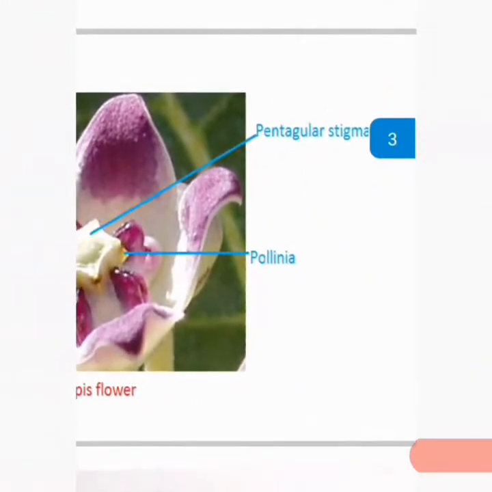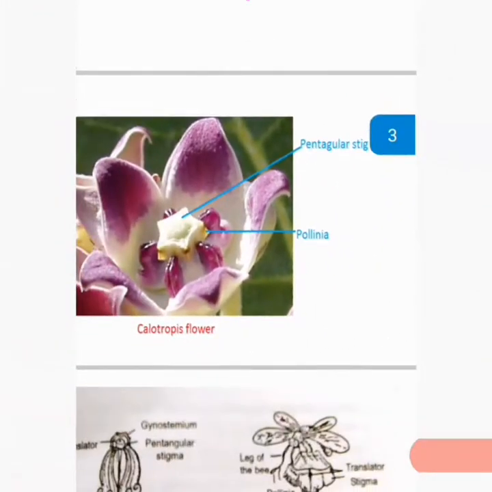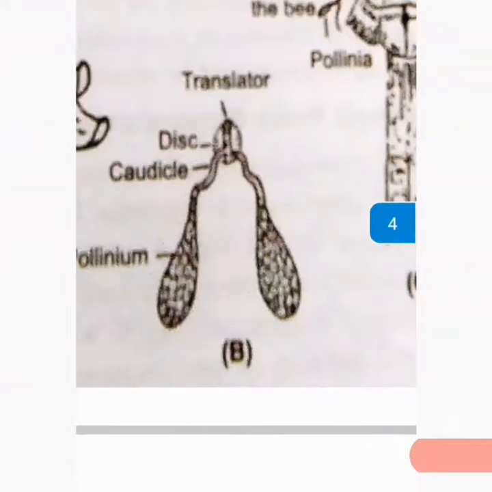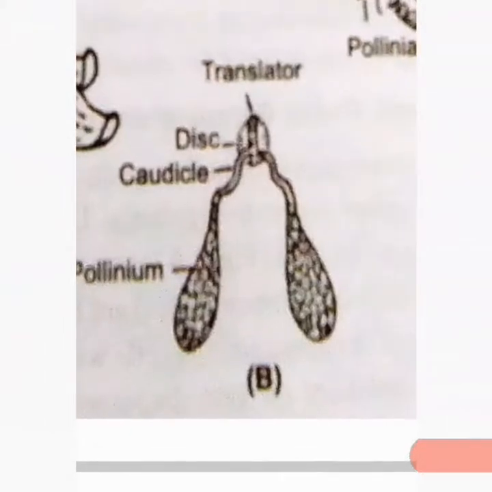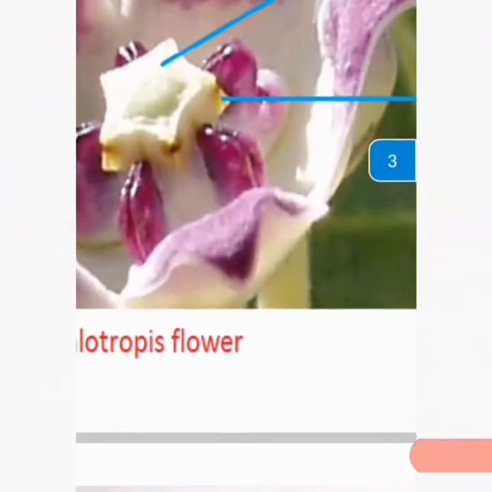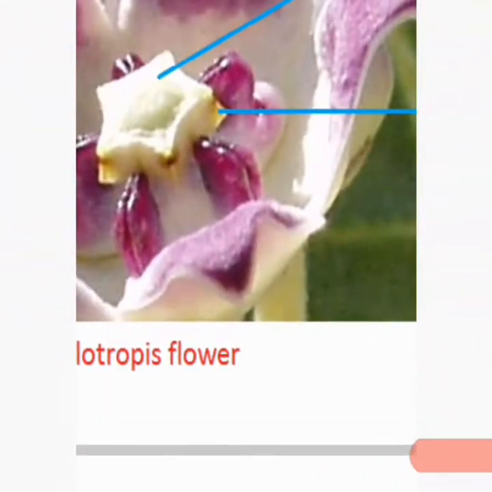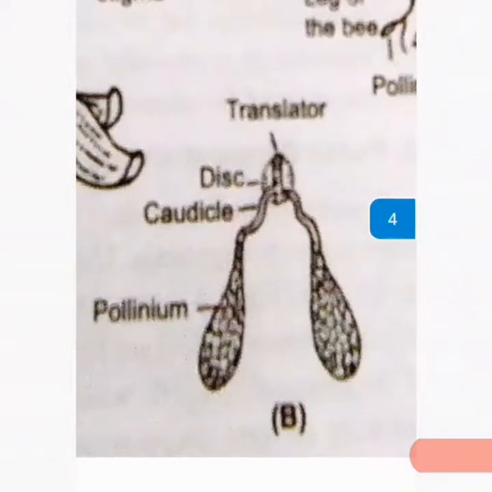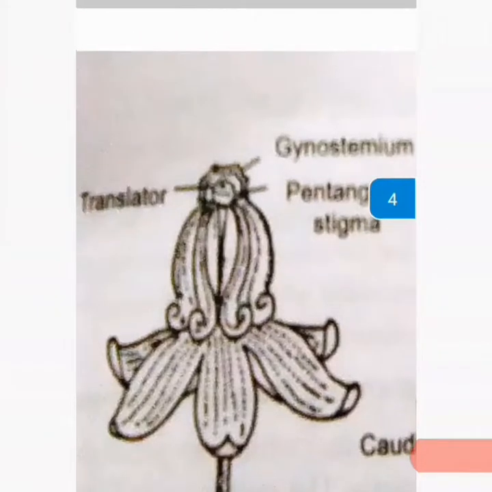So here this is the pentangular stigma and the pollinia. This pollinia in this structure is very clear. The translator is the one part which is dark black in color. Here you observe the dark black colored translator. Then there is the disc, caudicle and pollinia. So with this translator, this pollinia is attached to this pentangular stigma.